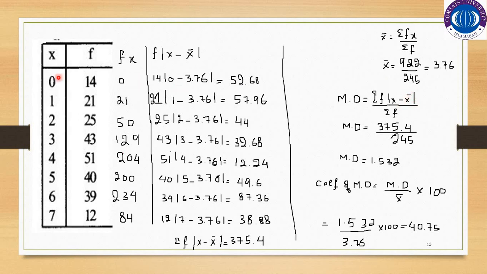So f of x is 0 into 14 is equal to 0. 1 into 21 is equal to 21. 2 into 25 is equal to 50. By summing up this column, you will get 922 divided by 245, which is 3.76. So this is basically the mean of this data set.